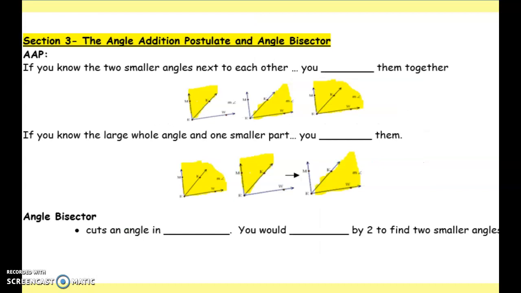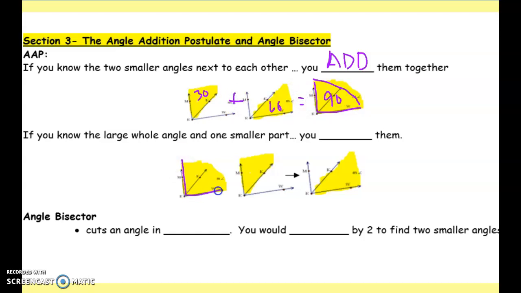Okay, then we looked at the angle addition postulate and angle bisector. So the angle addition postulate tells you that if you have two angles next to each other, for example, in this little picture here, if I told you this one was 30 degrees and this bottom one was 60 degrees, and I asked you to find the measurement of the largest angle, when you put them together, you would add, and then you could tell that 30 plus 60 does give me 90.